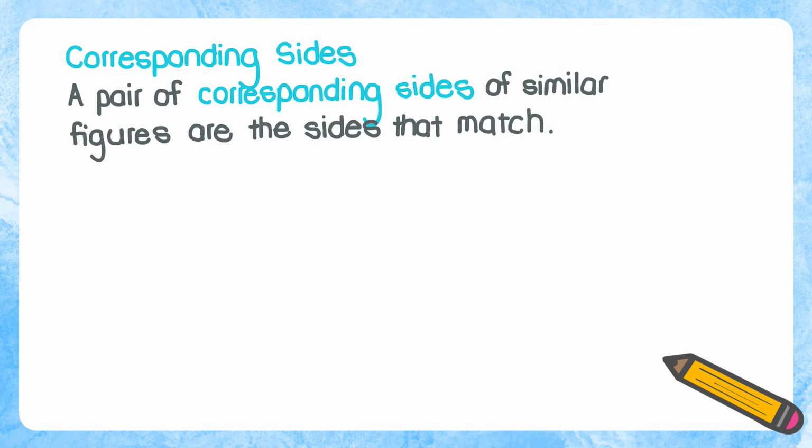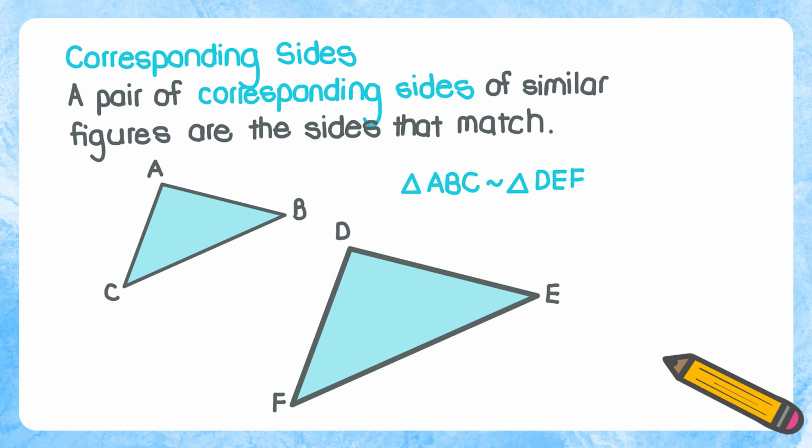Next, let's take a look at corresponding sides. The idea is similar, we're just taking a look at sides now instead of angles. So a pair of corresponding sides of similar figures are the sides that match. Here, once again, I have that triangle ABC is similar to triangle DEF. Thinking back to corresponding angles, try to find pairs of corresponding sides, and then press play when you're ready.